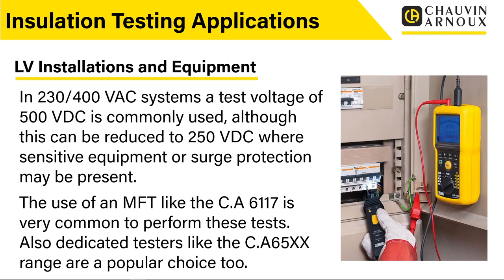The use of a multifunction tester, like our CA6117, is very common to perform these tests. Most electricians carrying out this type of testing will be using the multifunction tester that they use for earth fault loop impedance testing and RCD testing. They will have an insulation resistance range on that, just like our CA6117 has. You turn to the insulation resistance range, select the appropriate voltage, and carry out the test that way round. Although dedicated testers like our CA65 range are also a popular choice too.